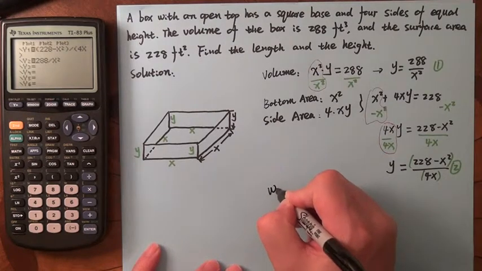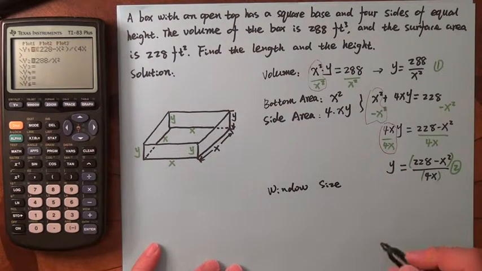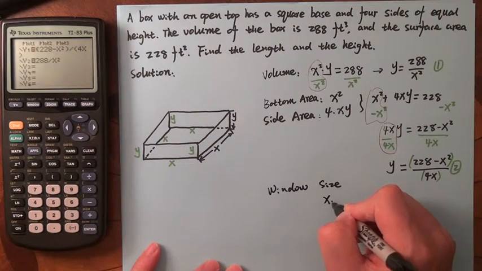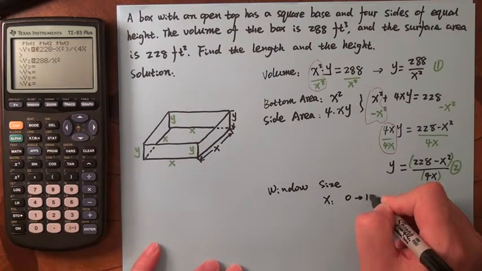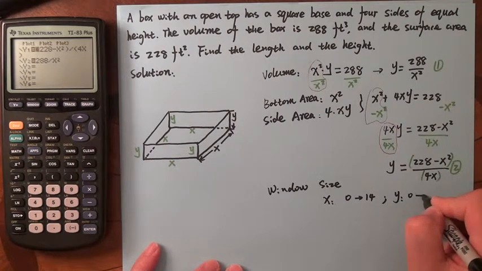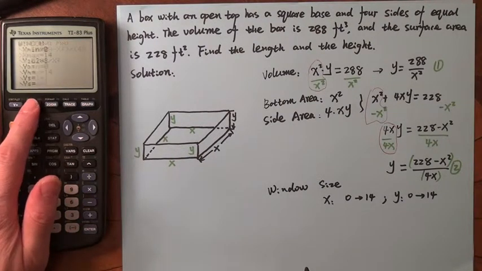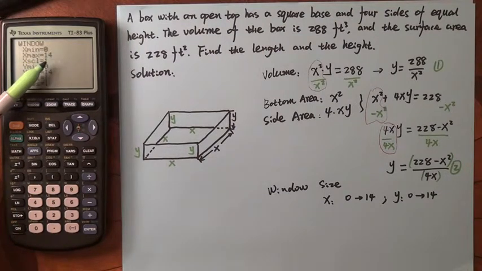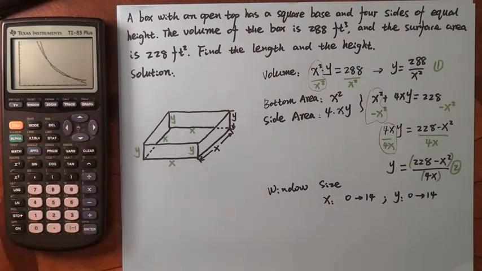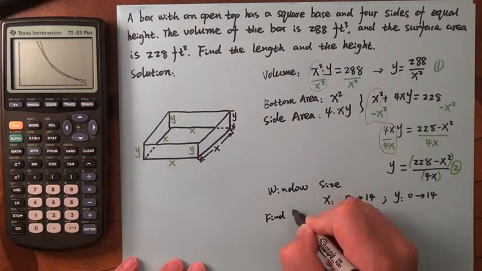What is the window size? The window size I like to set is x from 0 to 14, and y is also from 0 to 14. Now you click on window, you see I already put 0, 14 there, 0, 14 there. So it's set. Then you graph it, you have the graph. Right down here. Now what you do is find intersections.